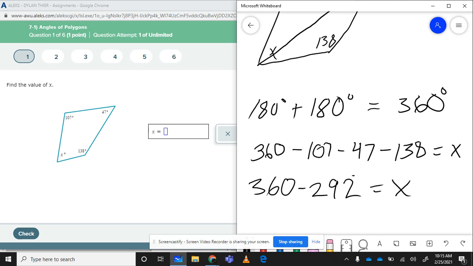And then those two numbers, so I'd have to add 8 to get to 300, and then I'd add another 60, so their difference must be 68. Let's try that out.